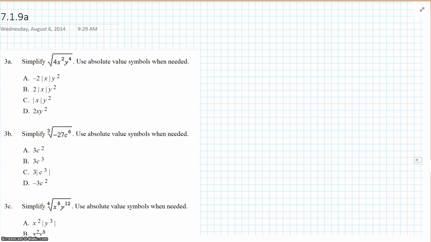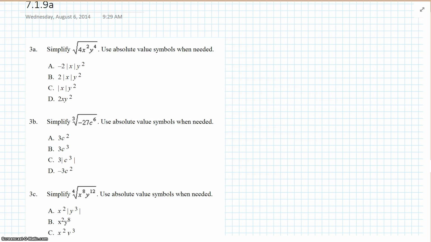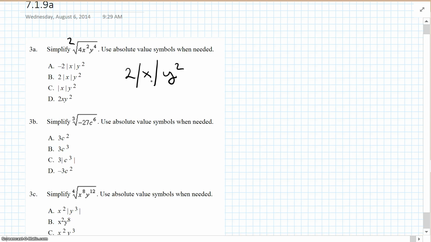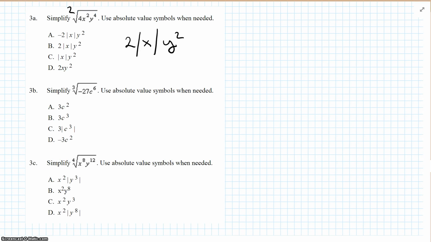Okay, moving on. Simplify the square root of 4x squared y squared. So remember, there's an index 2, so the square root of 4 is 2. 2 goes into 2 one time, so x to the first. 2 goes into 4 two times, so y squared. Well, since my index is even, any odd exponent I need to put absolute value signs around.